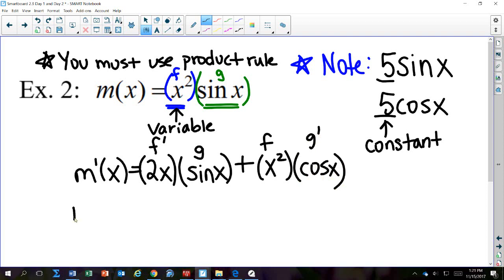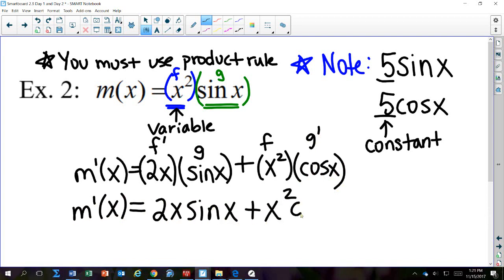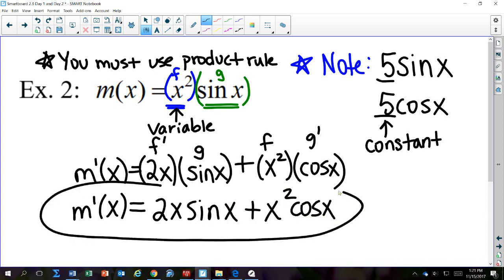So really, that's all I can do. Right? I really don't need all the parentheses. I can drop most of them. 2x sine x plus x squared cosine x. I really didn't do anything but drop the parentheses that were unnecessary. Any questions about that?